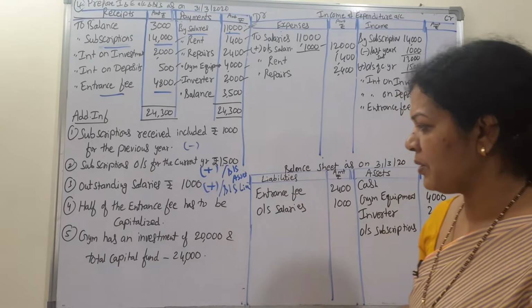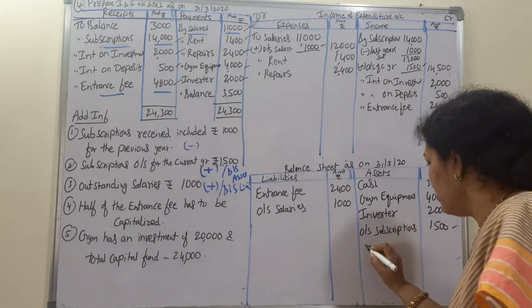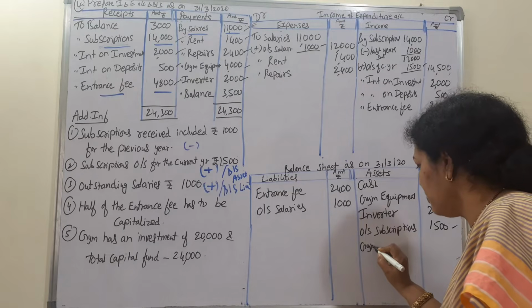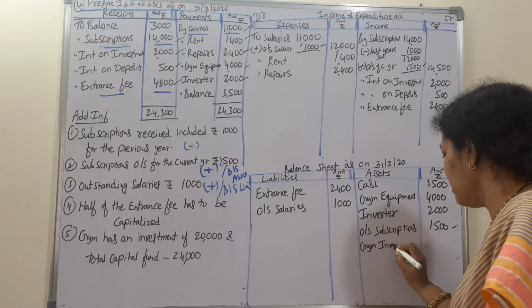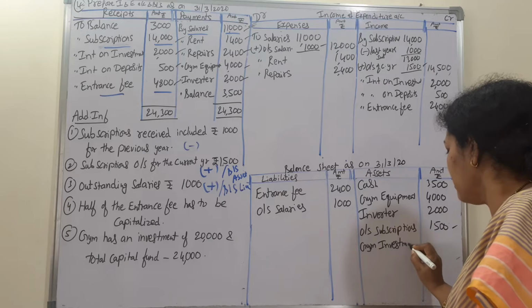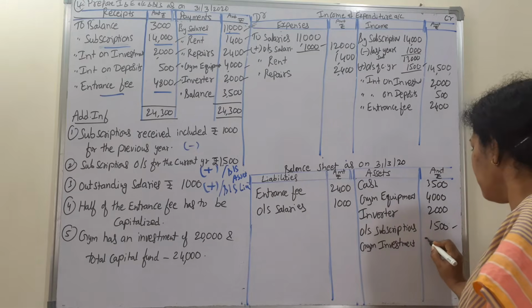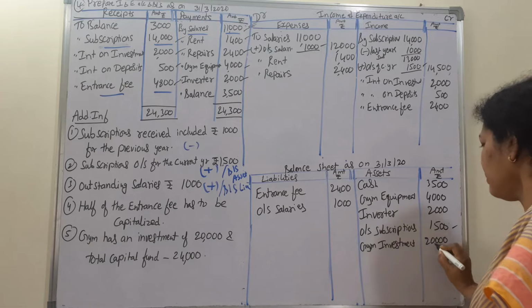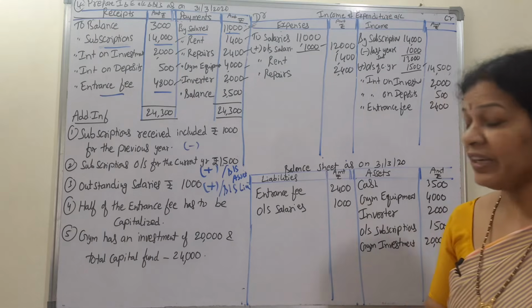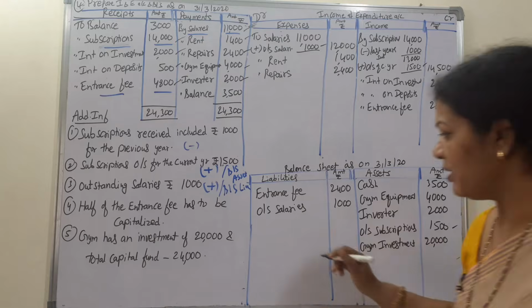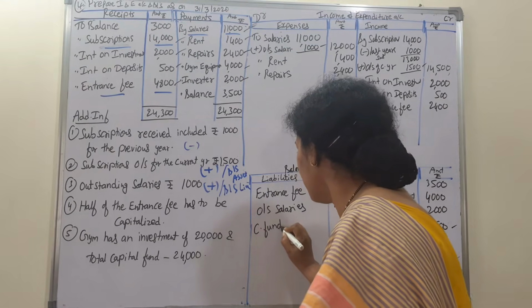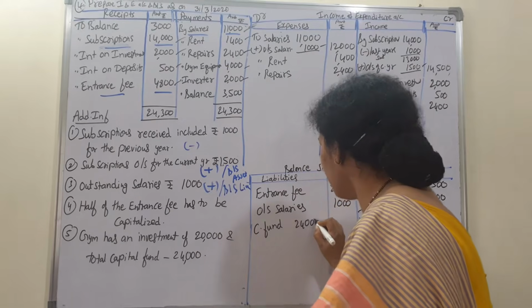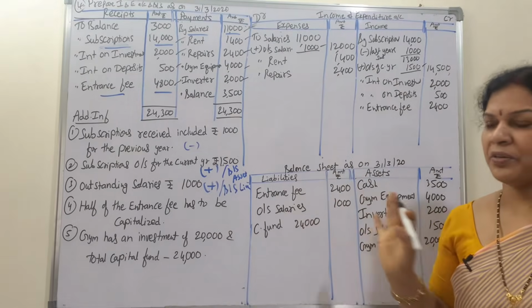Next, half of the entrance fee that we have done. The gym has an investment of 2,000. Gym investment is an asset, so we are writing it on the asset side. Gym investment, 20,000. Then the capital fund is a balance sheet liability, 24,000. Always in the inner column, because surplus or deficit we are going to get from there.